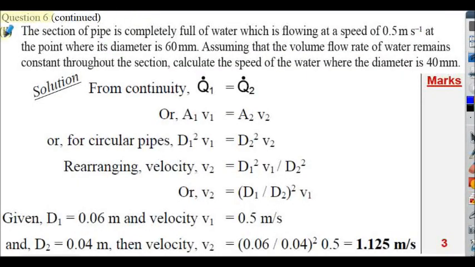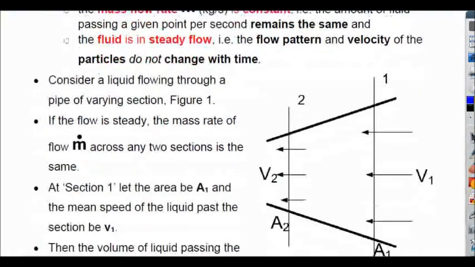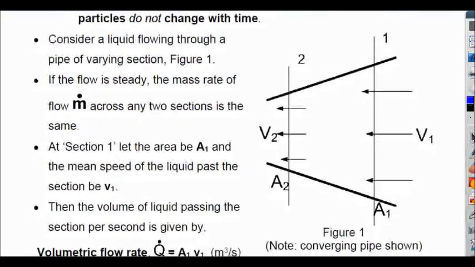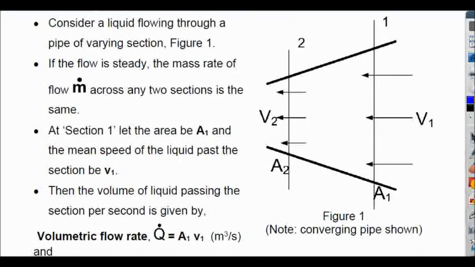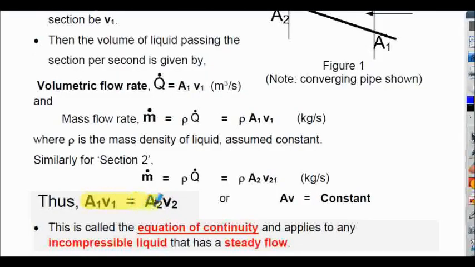So question 6, part 2. Here's our continuity equation. That's in general terms. For circular pipes, the continuity equation is written in this format, so we can rearrange it for V2 and calculate V2. This is an extract from our revision sheet related to fluid mechanics and the equation of continuity. So essentially this was the generic equation we were using.